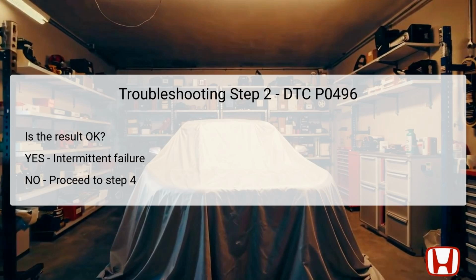It's essential to investigate further by checking for poor connections or loose terminals, particularly at the fuel tank pressure (FTP) sensor, the EVAP canister purge valve, and the ECM/PCM. However, if the test result is not satisfactory, this points to a deeper issue with the system. In this scenario, you should proceed to step 4 for replacement of potentially faulty components.